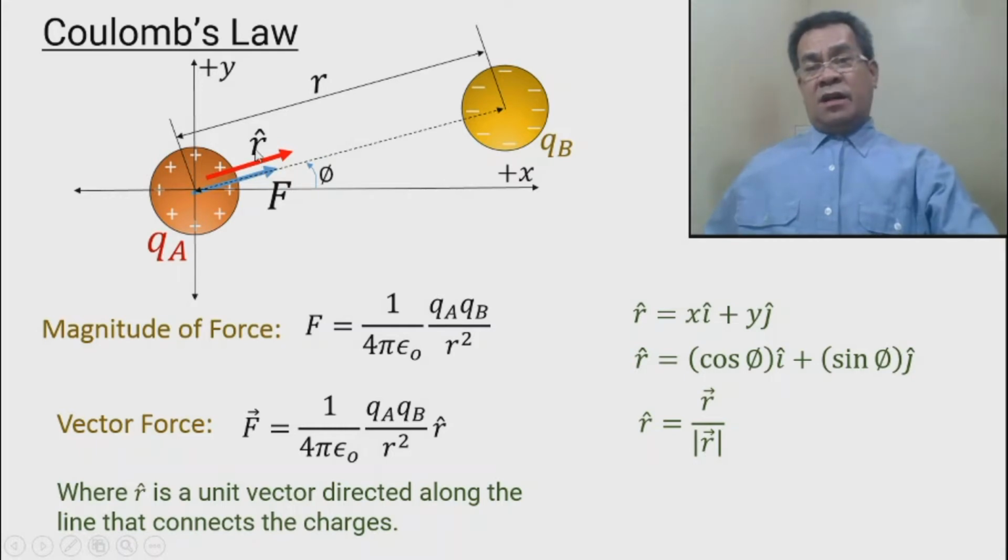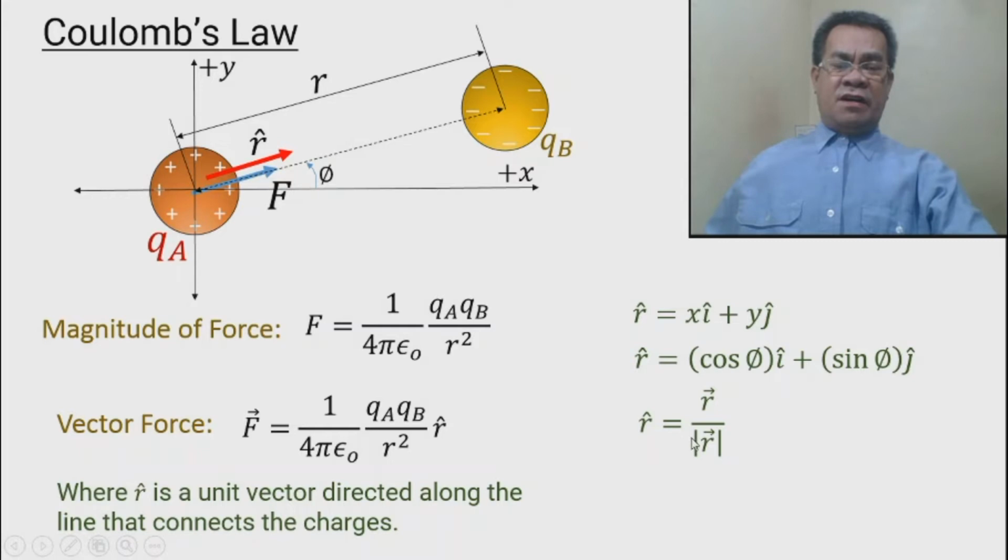By the way, r, remember, is a vector quantity. So it should have the direction along x, direction along y. So the vector r will involve i hat and j hat in this case. So if you have that value, simply normalize that vector so that we have the unit vector. Now recall this process in our previous videos on the unit vector.